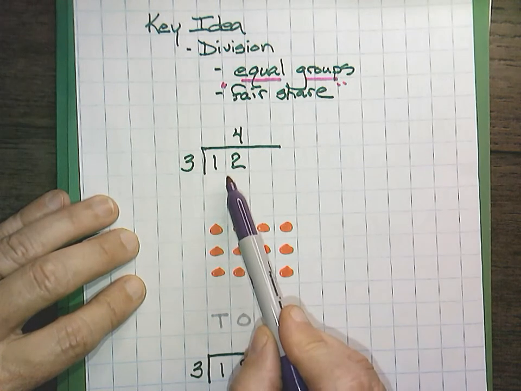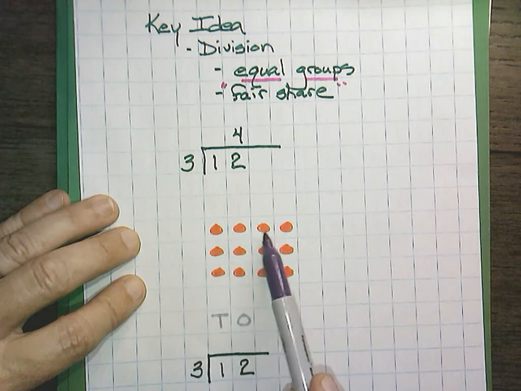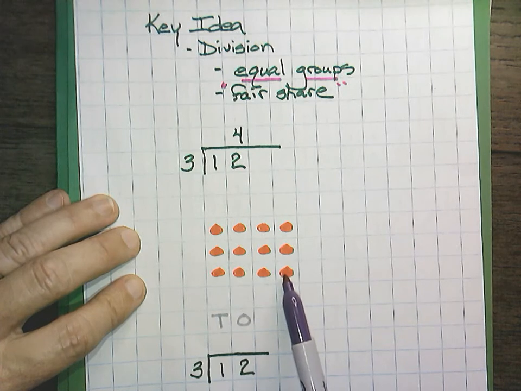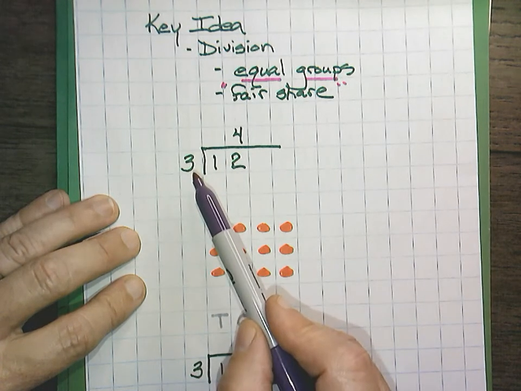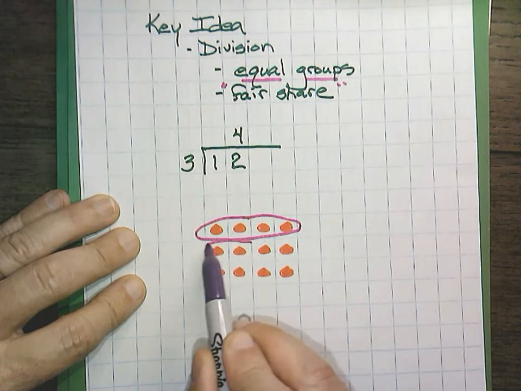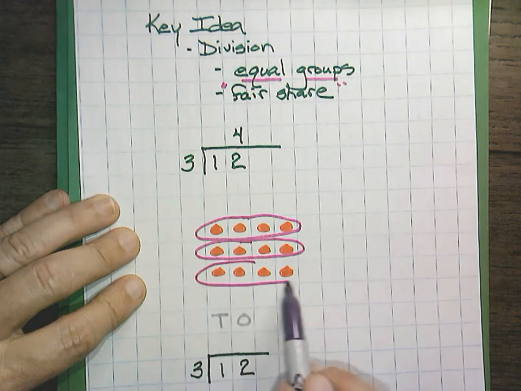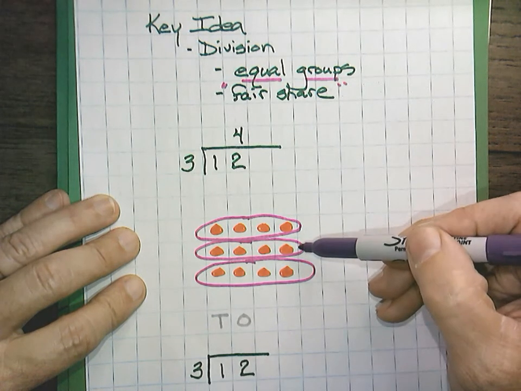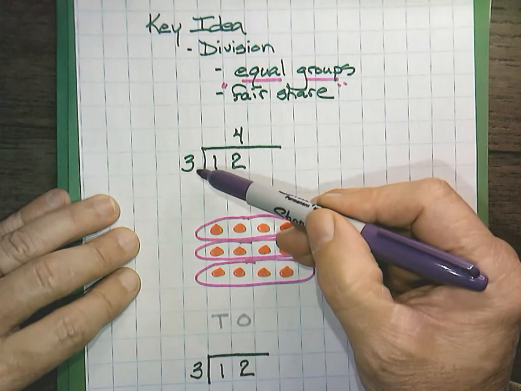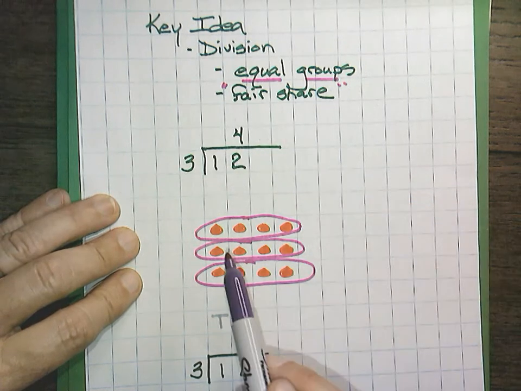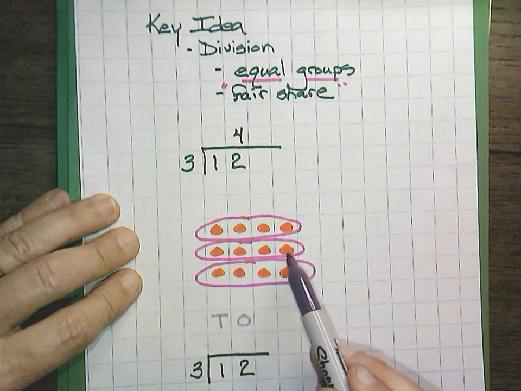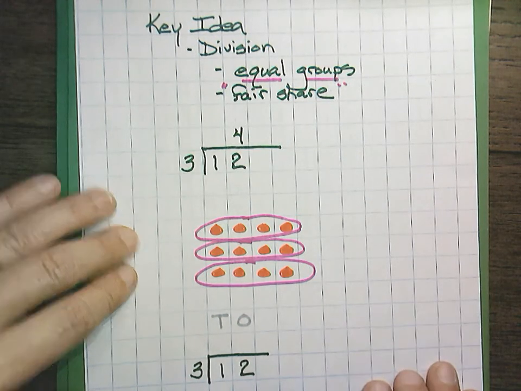You can see here that our dividend is 12. 1, 2, 3, 4, 5, 6, 7, 8, 9, 10, 11, 12. So there's our 12. If we were to divide it into 3 groups, remember that the groups must be equal. We could show that by drawing circles like this. So we have 1, 2, 3 groups that we've circled, and that represents our 3, which is the divisor. Then our answer would be 1, 2, 3, 4 in each group. You can see that there's 4 in the second group and 4 in the bottom group.